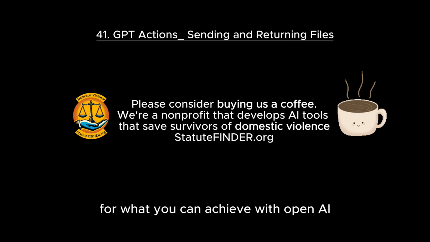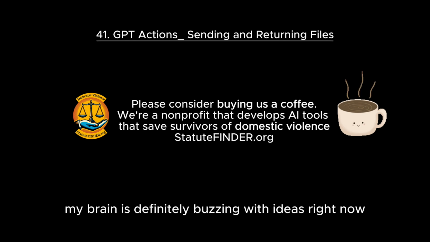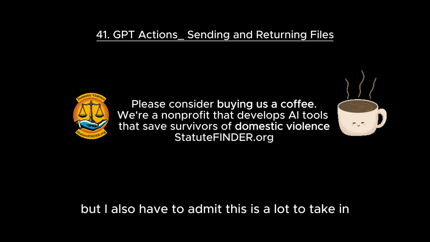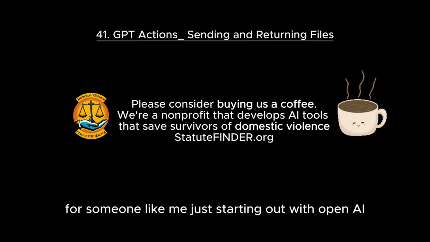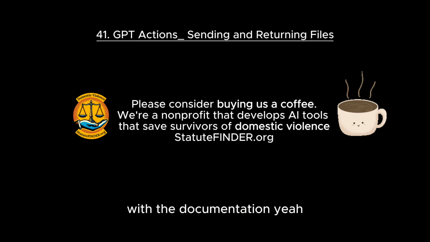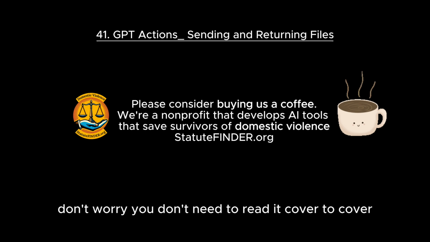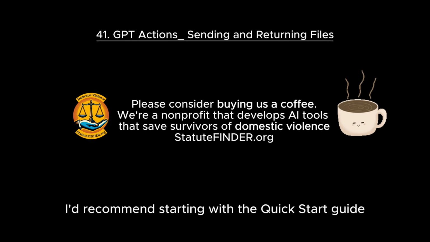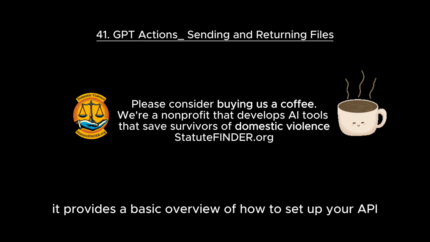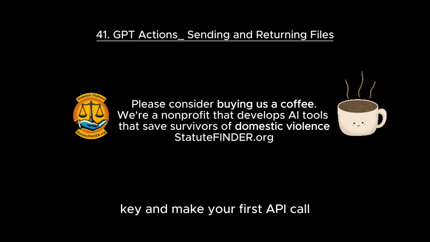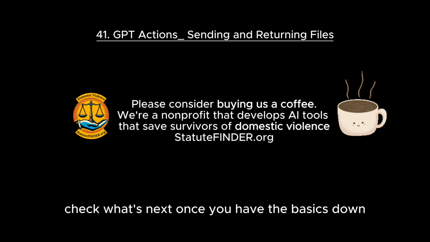Okay, my brain is definitely buzzing with ideas right now, but I also have to admit, this is a lot to take in. For someone like me just starting out with OpenAI, where's the best place to start with the documentation? Yeah, don't worry, you don't need to read it cover to cover. I'd recommend starting with the Quick Start Guide. It provides a basic overview of how to set up your API key and make your first API call. Okay, quick start check. What's next?